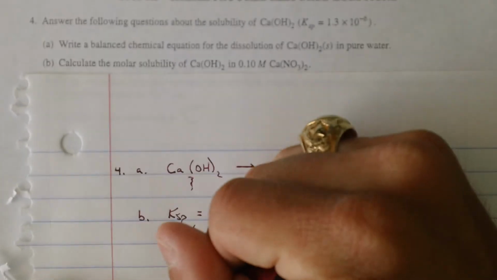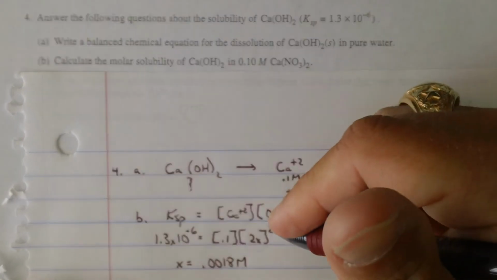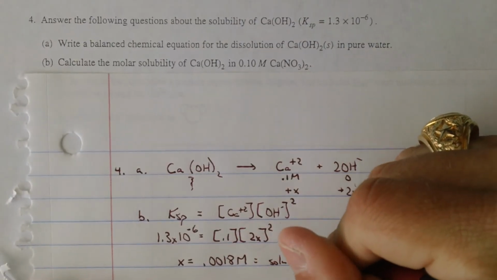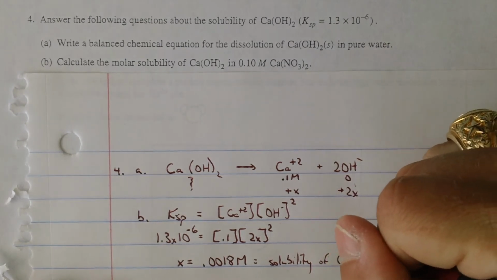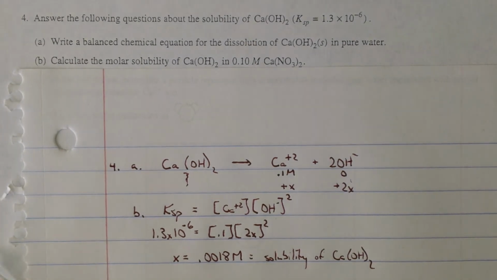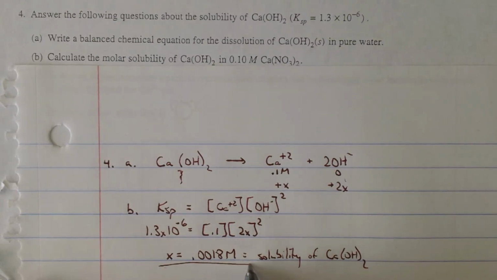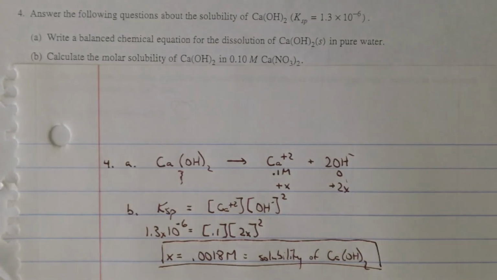And so x here, the molar solubility, is going to be 0.0018 molar. I wrote, that's the solubility of calcium hydroxide. Hopefully there's no questions on that. That's a tough one because of the common ion there. You've got to recognize that common ion in order to get that part B correct.